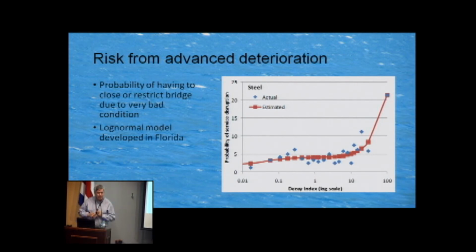So we looked at the beginning of a bridge's life. We also want to look at the end of a bridge's life. What happens when the bridge gets in really bad condition and then eventually has to be replaced. We look at that in terms of risk.